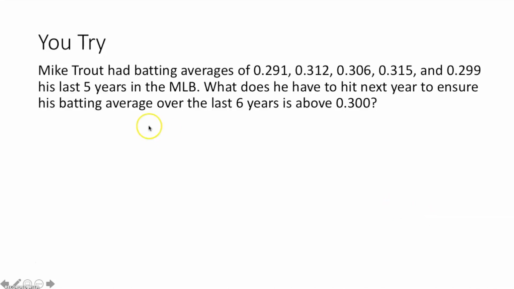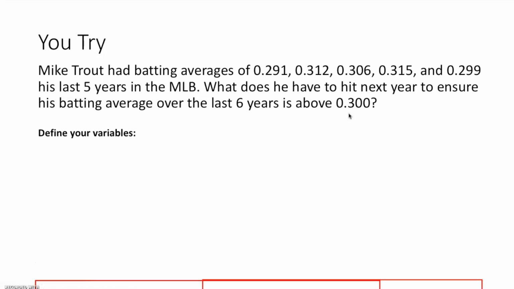Ha! You try. Okay, it says Mike Trout had batting averages of .291, .312, .306, .315, and .299 his last 5 years in the MLB. What does he have to hit next year to ensure his batting average over the last 6 years is above .300? So step 1 in a word problem, we're not scared. We can do this. Step 2, define our variables.